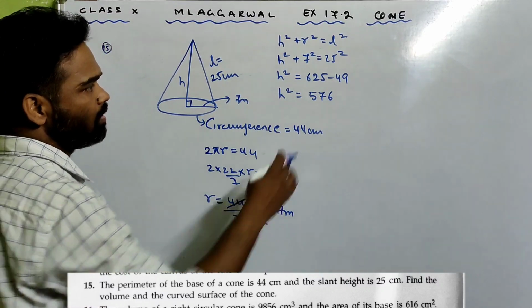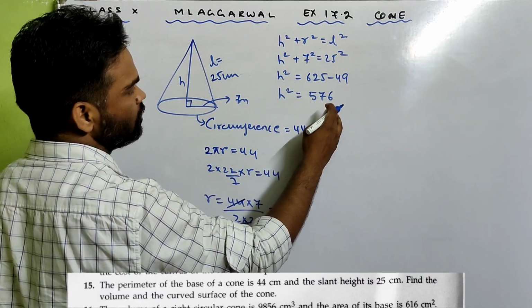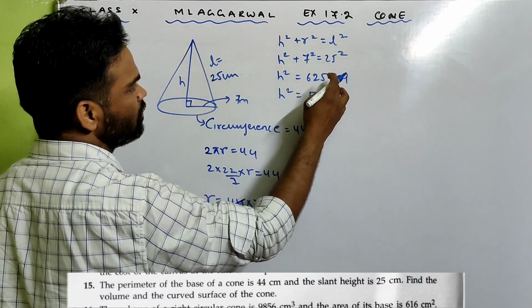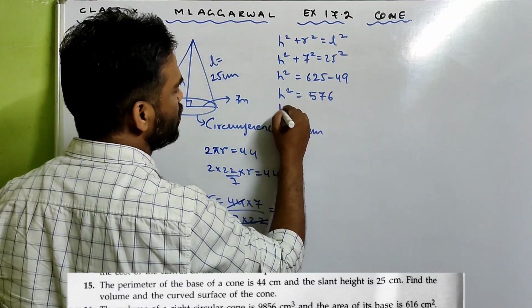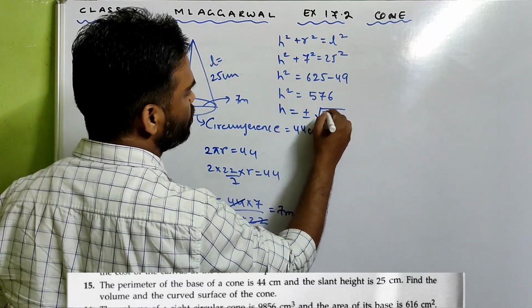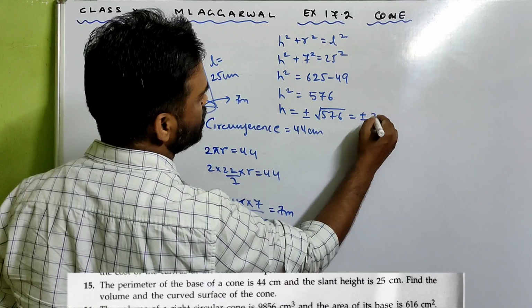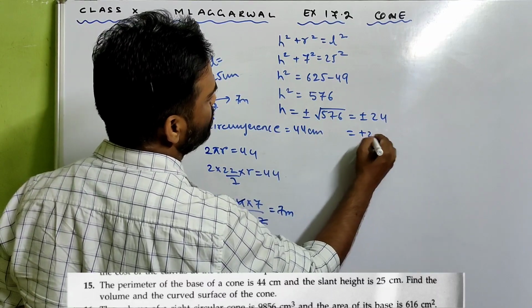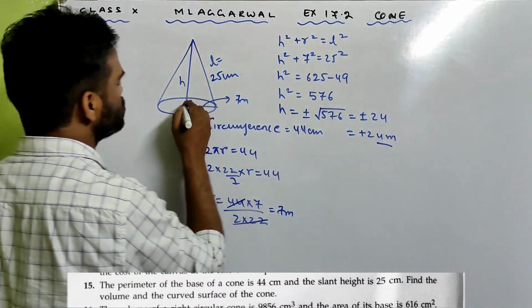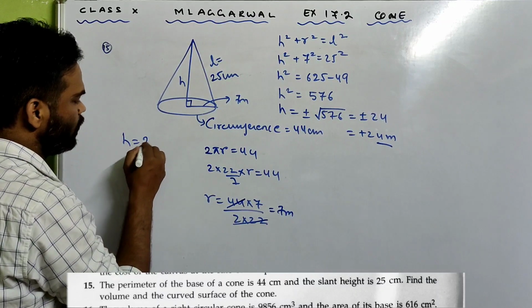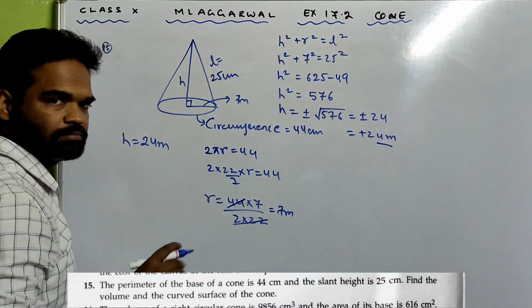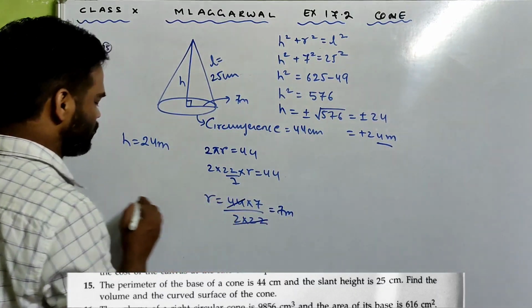Am I correct? Yeah. So h will be what? Plus minus root 576, which is plus minus 24. So we'll take positive 24. So height is 24 meter. Done. Now calculate the volume.